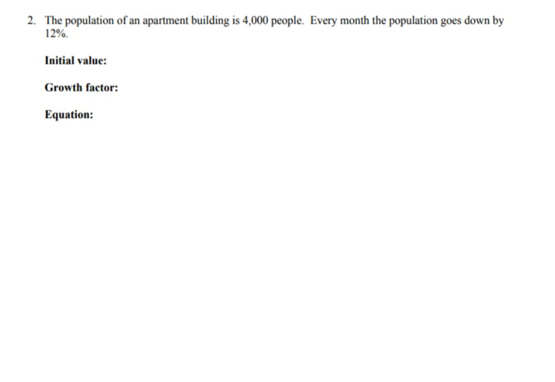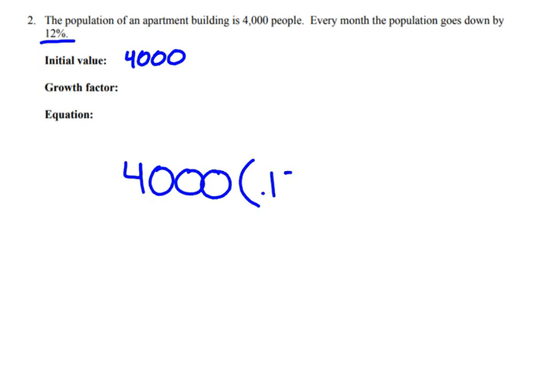Look at this one. The population of an apartment building is 4,000 people. Every month the population goes down by 12%. So it looks like they're losing people this time. So our initial value is 4,000. Our growth factor, what are we multiplying by each time? Would we multiply by 12? Would we multiply by 0.12? Let's try it. So let's do 4,000 times 0.12.